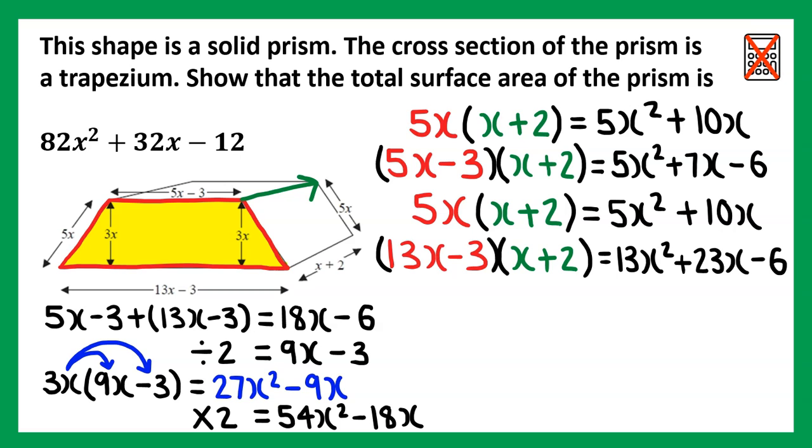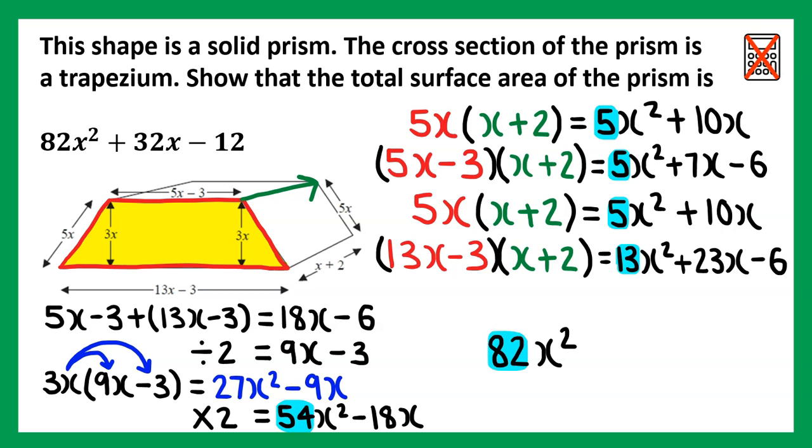Lastly, to work out the total surface area, I need to collect like terms. The area of the front and back face have an x squared term with a coefficient of 54, and the rectangles have 5, 5, 5, and 13. Adding all of these together gives me 82 lots of x squared.